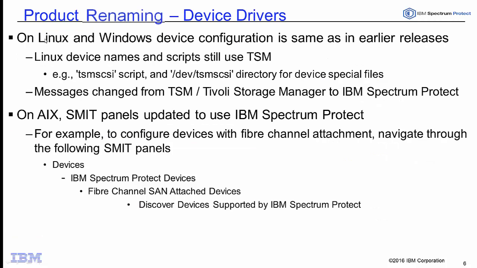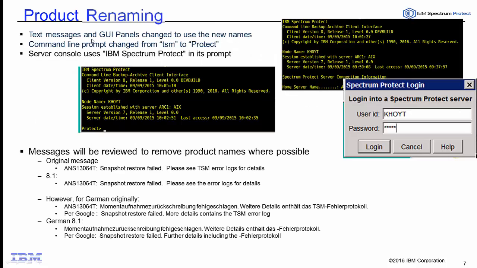When it comes to the device drivers, on Linux and Windows Spectrum Protect servers, the device configuration is the same as in earlier releases. So the Linux device name and script still use TSM. But on AIX, the SMIT panels have been updated to use IBM Spectrum Protect. The text messages and GUI panels have changed to use the new IBM Spectrum Protect name. If you look at the admin console or the command line prompt, you'll see that it now says Protect instead of TSM, as you see down here.